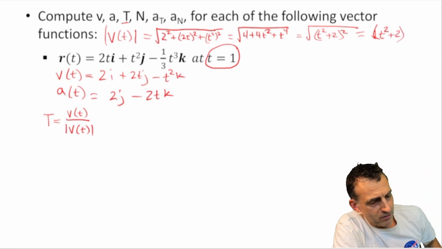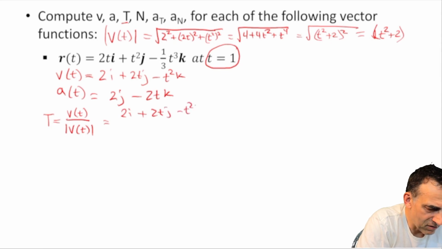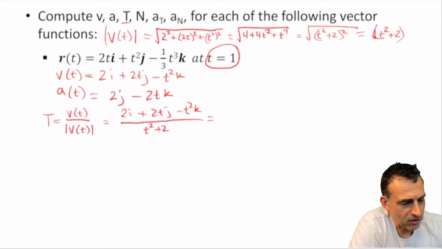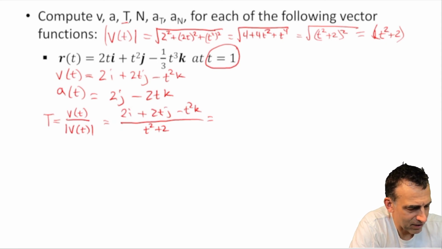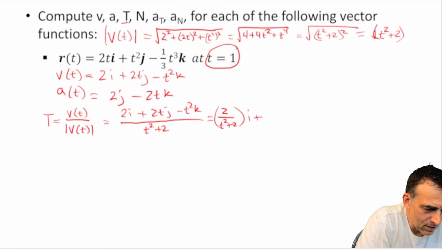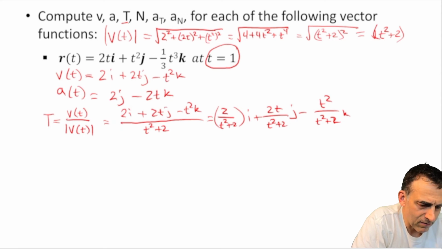So anyway, to get the unit tangent vector, what we'll do is we compute the velocity 2i plus 2tj minus t squared k divided by that speed, t squared plus 2. We can make this look a little bit nicer, but we're kind of stuck with this the way it is. I will do this though. 2 over t squared plus 2 times i, 2t over t squared plus 2 times j, minus t squared over t squared plus 2 times k. So there it is.